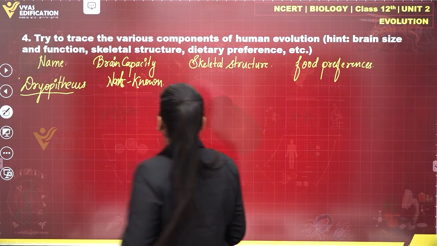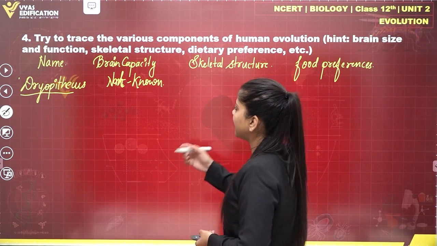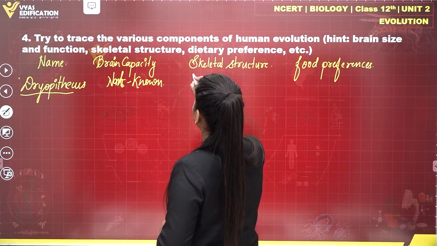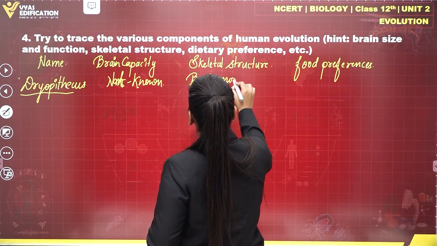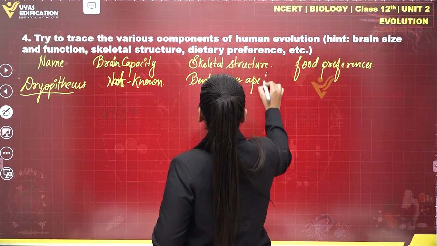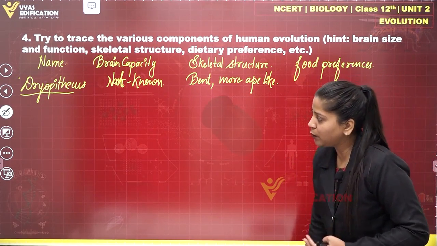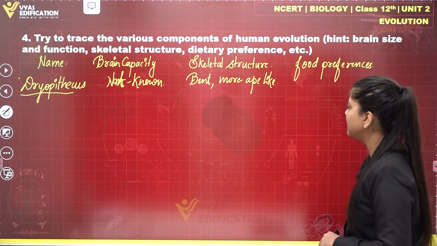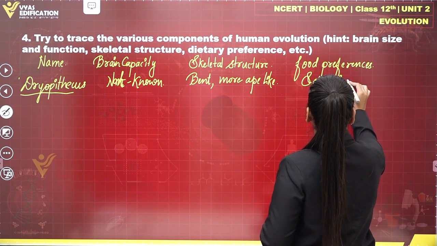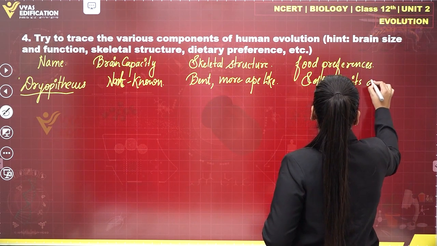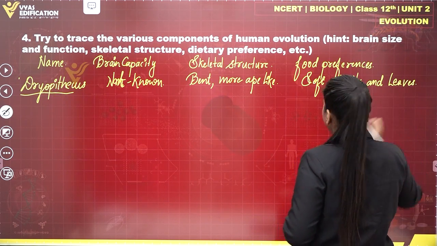And if we talk about the skeletal structure of Dryopithecus, as I said, they were more ape-like. So their skeletal structure was bent and they were more ape-like. And if you talk about food preferences of these Dryopithecus, then they ate soft fruits and leaves, right?